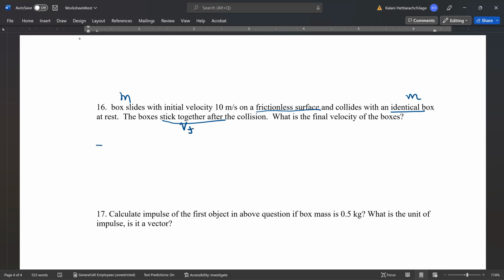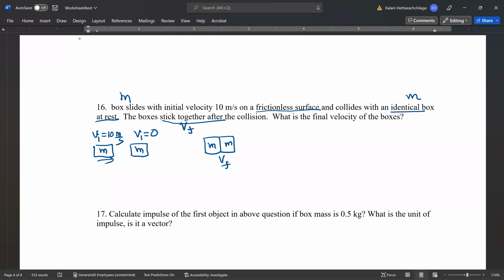Let's draw the diagram. You have a mass M box and you have another mass M box, but it says at rest. That means this box is at rest. This box initially has velocity 10 meters per second. Now after they collide, you definitely know it's going to move in this direction, and they hit each other. Then they're going to stick together and travel. That information is important. These two stick together and travel. They have the same velocity, V final.